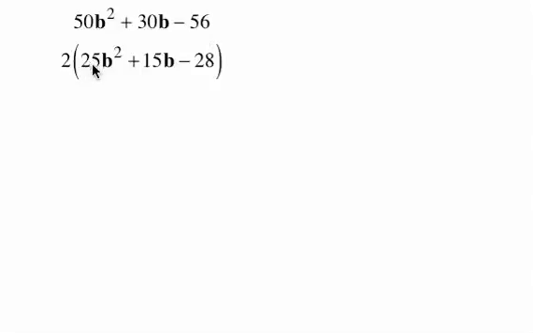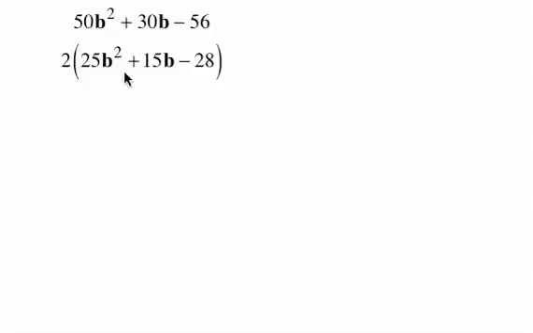Now, we have 25b squared plus 15b take away 28. So there's no other common factor. Is this a perfect square trinomial? Like 25 is a perfect square. Is 28? No, it's not. So it's not a perfect square trinomial. So this is not a equals 1. So this is a is not equal to 1. So we're going to have to do the PSF thing.